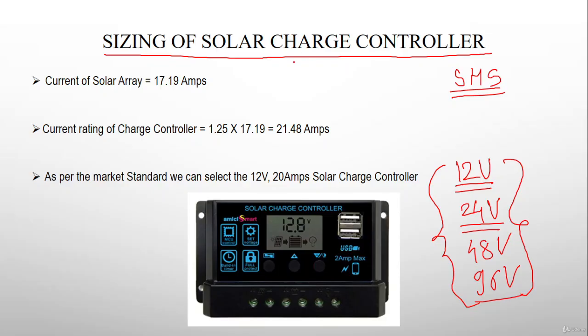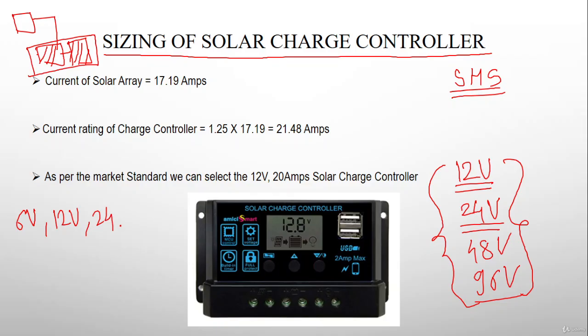Basically, the main role of the solar charge controller is to charge the battery. Either we connect 2 batteries, 3 batteries or 1 battery. The solar charge controller sends a specific amount of voltage and a specific amount of current towards the battery, so that the battery gets charged. We know that in the market standards of batteries, we get batteries of 6 volt, 12 volt, 24 volt, and 48 volt also.